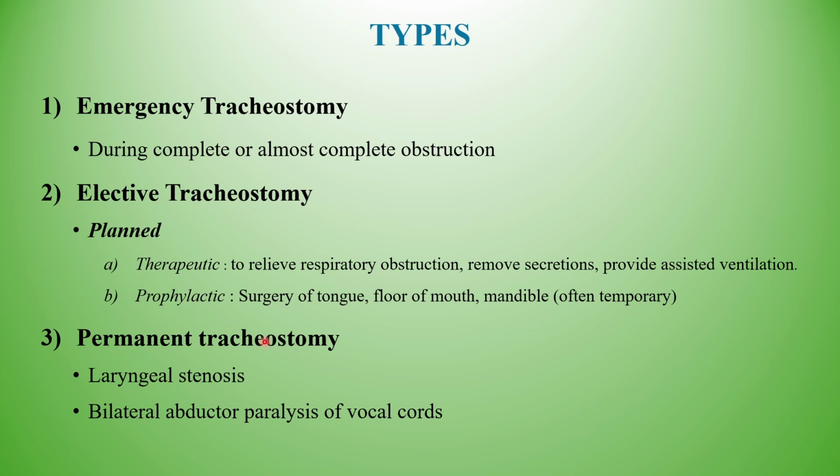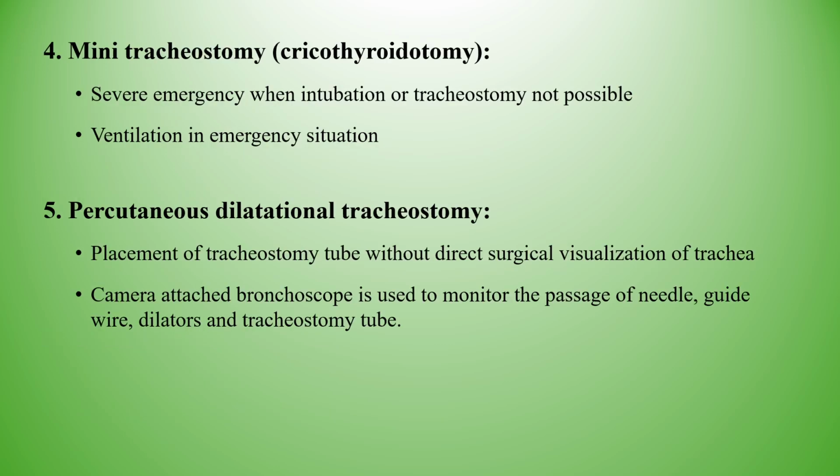Then permanent tracheostomy in patients who have laryngeal stenosis, subglottic stenosis, bilateral abductor paralysis of vocal cords, any upper airway problem which cannot be corrected easily or is not possible to correct, or techniques or facilities are not available, whatever the reason, in those cases permanent tracheostomy has to be done.